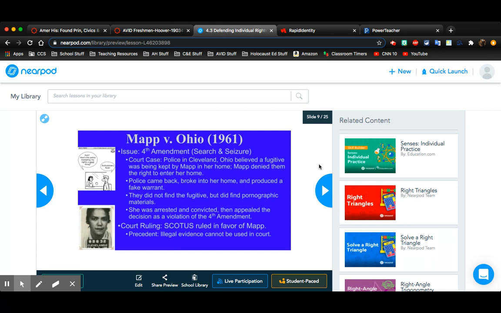And so she sued, and it went all the way to the Supreme Court, and the Supreme Court ruled in favor of her, saying that you cannot acquire evidence illegally and then use that in a court of law to prosecute somebody. So this ruled on behalf of the defendant, and she was let go. So there you go. Interesting little fact for you.